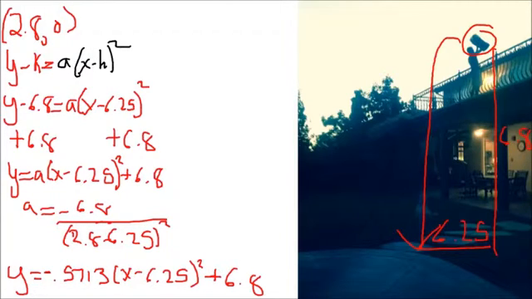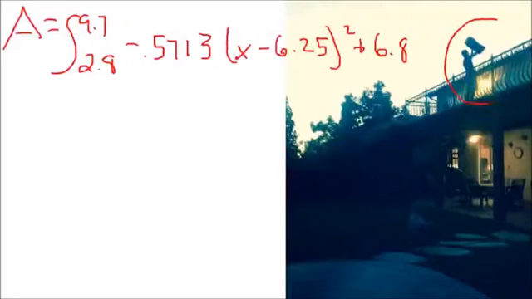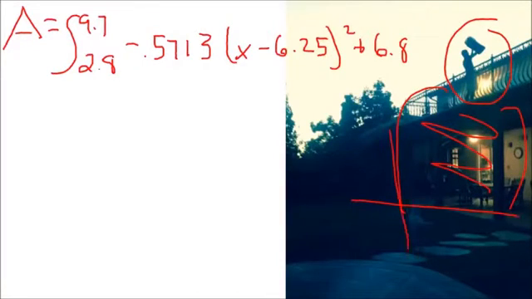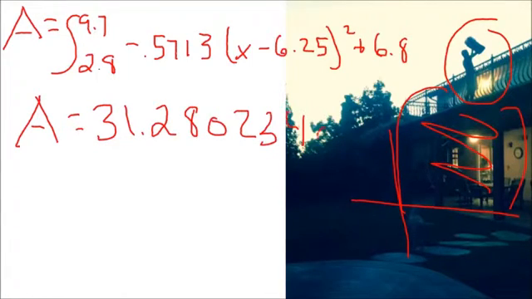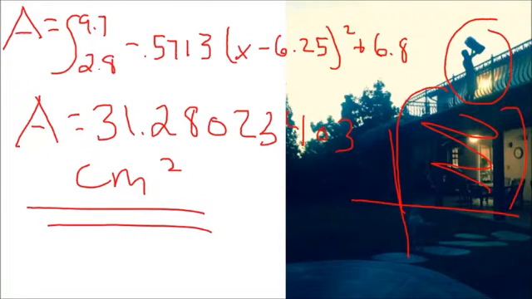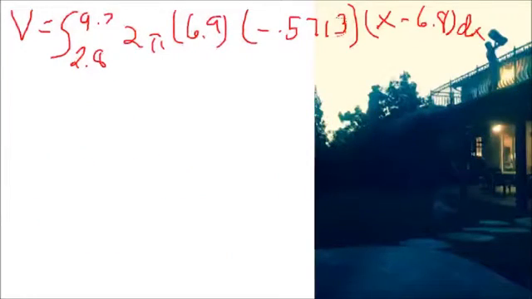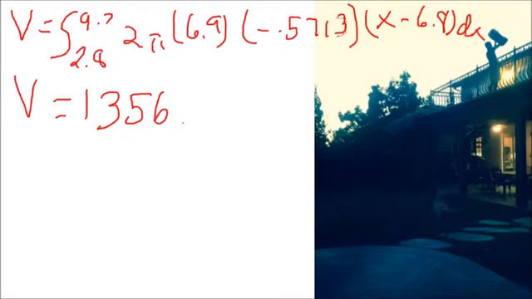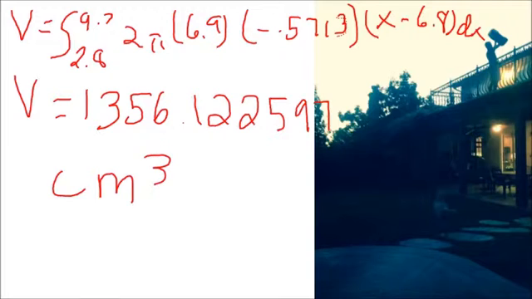In order to find the area under the curve of this platform, we use the integral of a, with limits being from 2.8 to 9.7, so that the overall area under this curve is 31.28023403 centimeters squared. Now to find the volume, we use cylindrical shells, 2 pi x y, with limits from 2.8 to 9.7, so that the overall volume is equal to 1,356.12259 centimeters cubed.